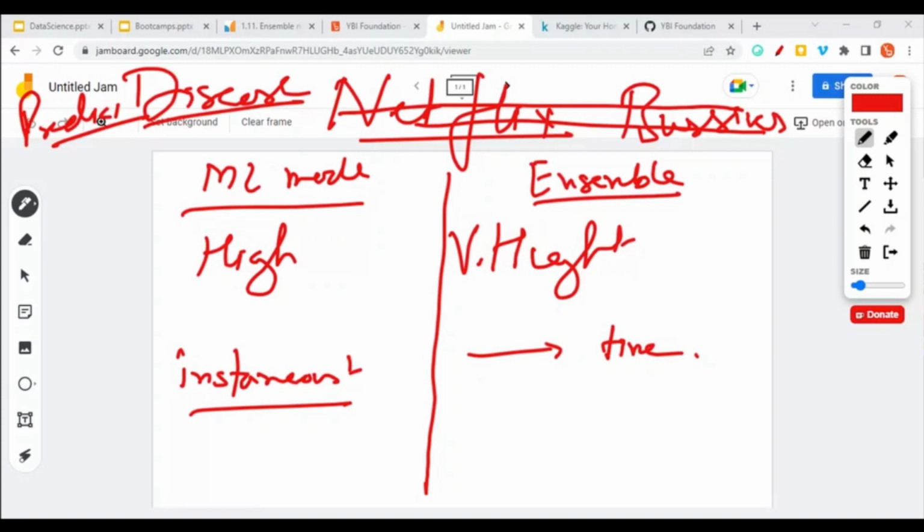Because they require more computation time, right? They need more resources, sometimes more data, etc. That's why we teach both machine learning models and ensemble models. But if you are talking about the winning model, if you go to Kaggle or any competitions, most of the time the ensemble models are the winning models. So that is the de facto, they are the ensemble.